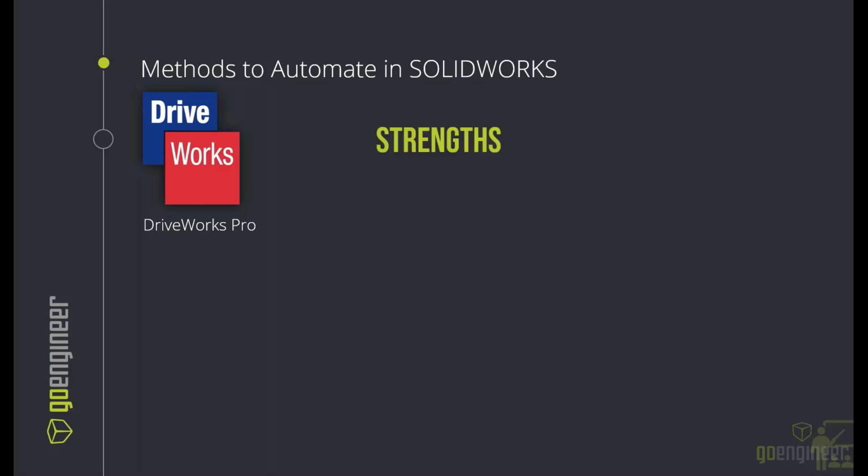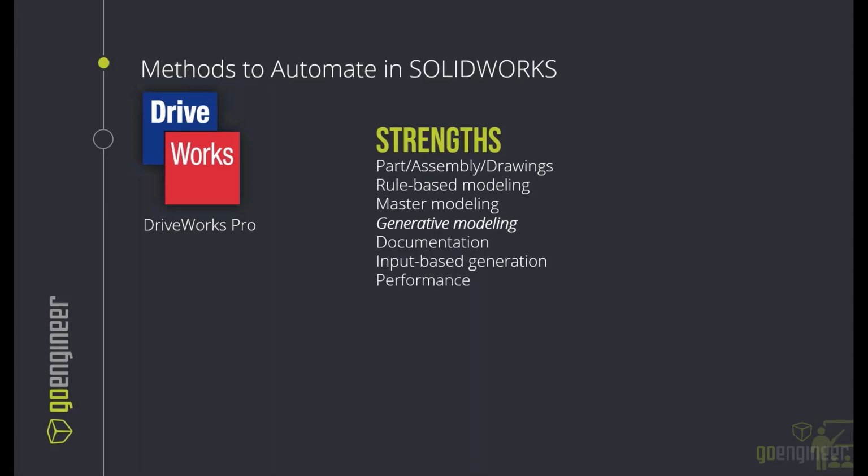The strengths of these are plenty. Unfortunately, I could only fit 6 or 7 on here, but we can automate parts and assemblies, but we can also automate drawings too. That's something that SOLIDWORKS could never do before. It's great with rule-based modeling, and it's great with master modeling, but now we have this other term called generative modeling. Now, what does that mean? We'll cover that in the next slide.